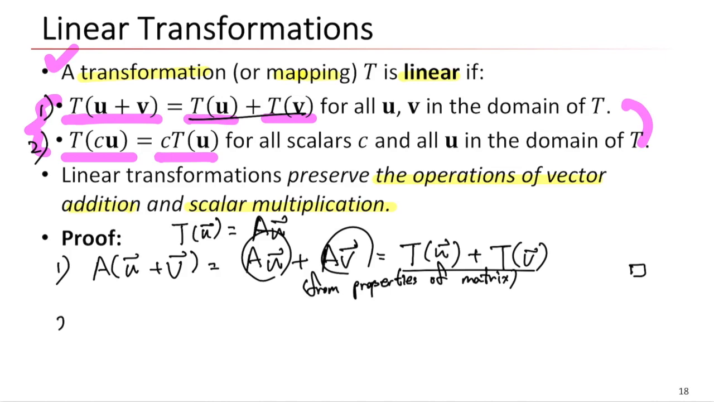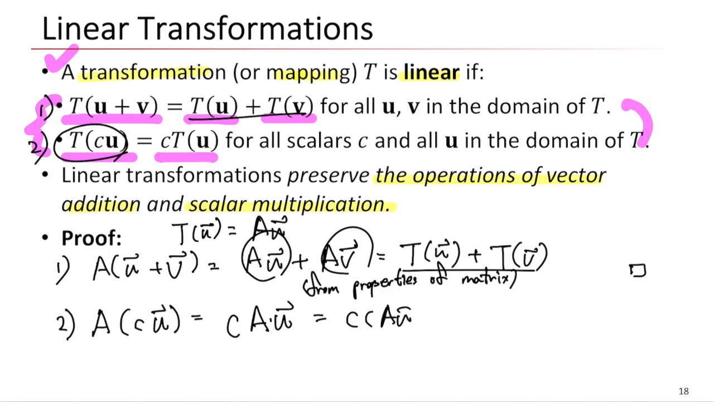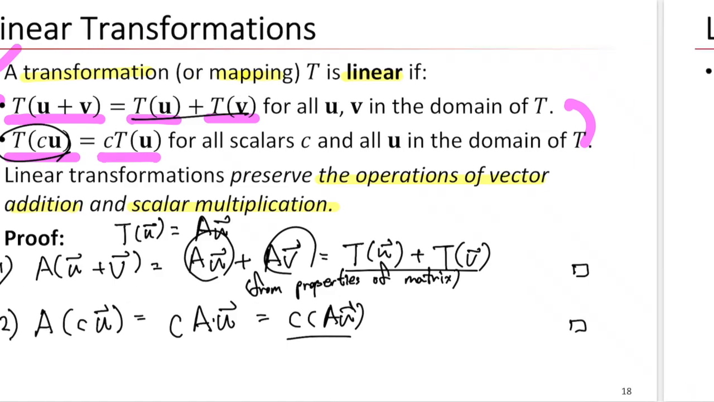How can I prove the second property? Let's write this left hand side as T(c u). Then it will be A times c u, and it will be c times A u. So this is also the proof of this linear transformation. Actually, this is very easy because it is similar to the matrix property, right?